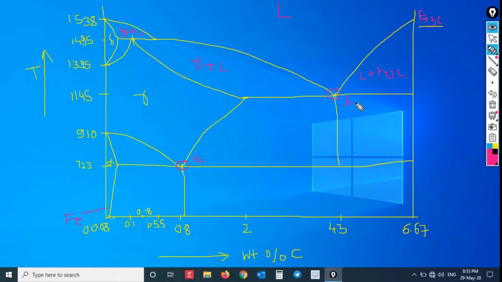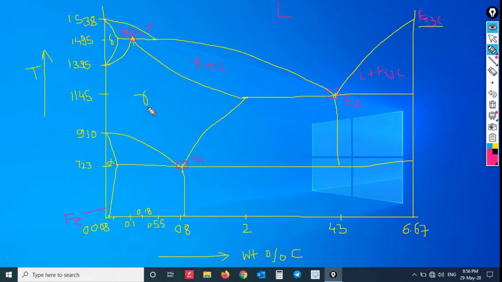a eutectic reaction. Here it is the eutectoid reaction, this is the eutectic reaction, and the third reaction is at 1495 degrees Celsius and 0.8% of carbon, that is called a peritectic reaction. These reactions are called invariant reactions. Why are these called invariant reactions?